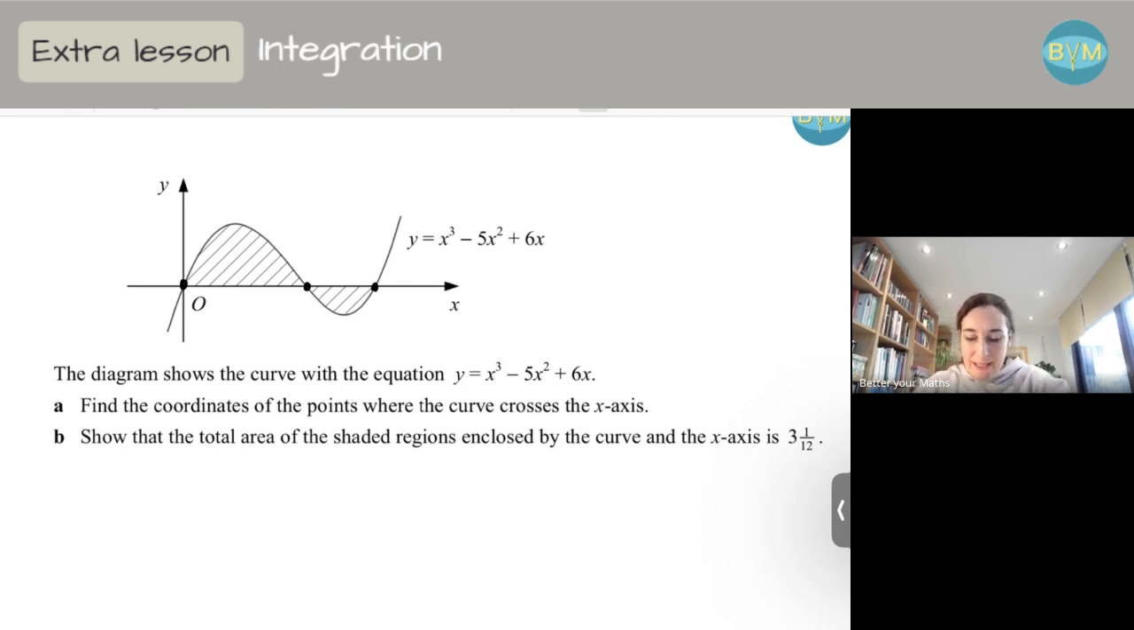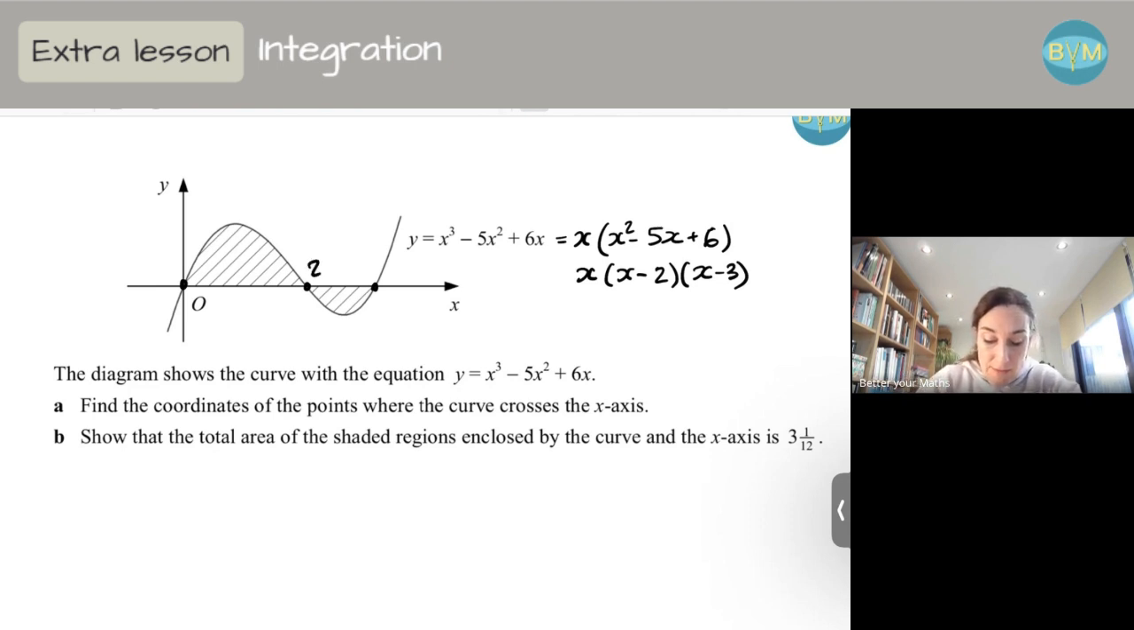Okay. So we factorize the x outside. I think you are all getting them right. I saw something different at the beginning, but we have x squared minus 5x plus 6. And then we are going to factorize this quadratic. You know how to factorize quadratics. So this is x minus 2, x minus 3, sorry. So my roots are 0, 2, and 3. This one will be 2, and this one will be 3.